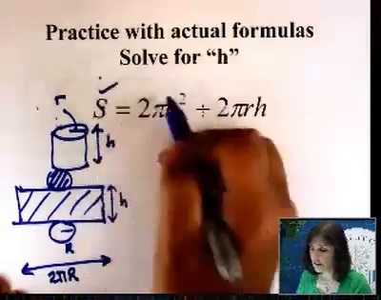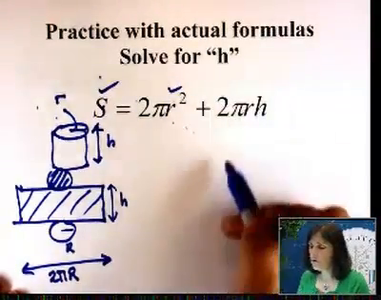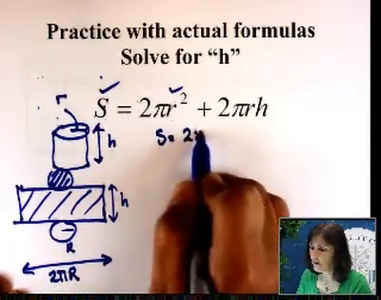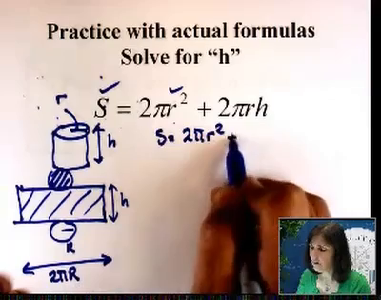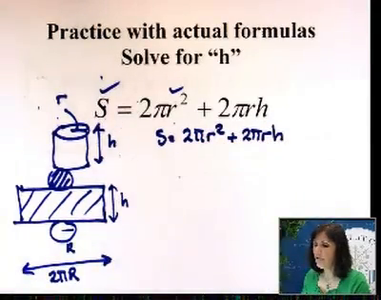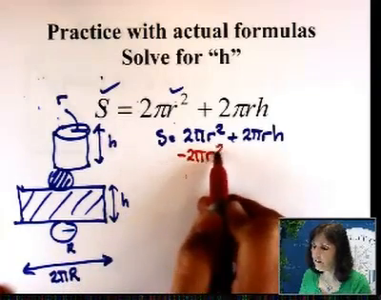So you know s and r and everything else, and pi is 3.14 and so forth. I want to solve for h. So this is what you have. S equals 2 pi r squared plus 2 pi r h. Now, I want to solve for h. That means I need to get rid of this. 2 pi r squared, the whole thing.